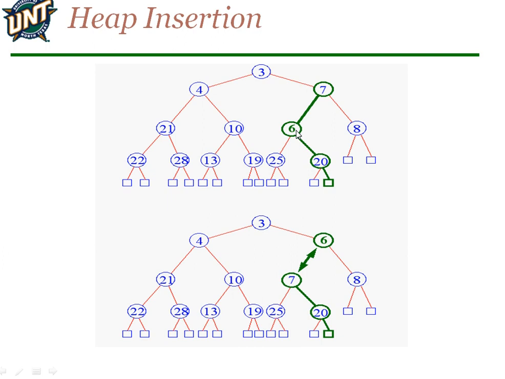Now checking again the new position for this element 6, we check its parent node value. We found that the parent node again has a value greater than this child node. Again we need to heapify here, so we will be swapping it again. As you can see in this figure, we swapped the values, right? And now it satisfies the heap property.